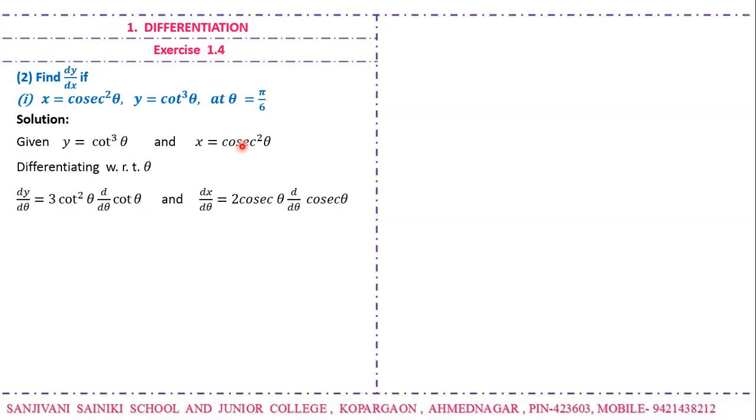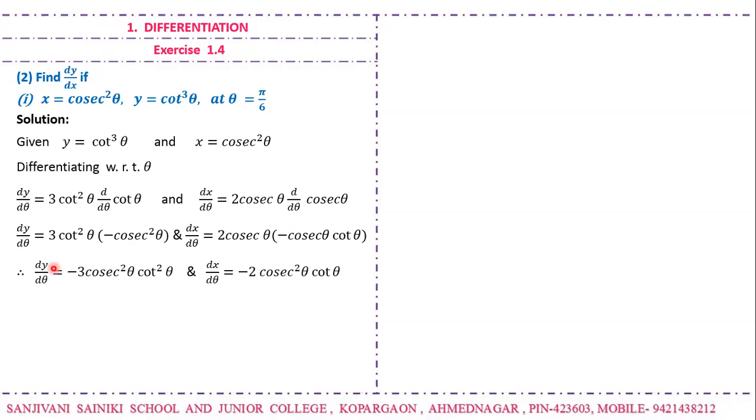Here also you have to use the same formula. F of x raised to n means cosec theta raised to 2. Its derivative is given by 2 times cosec theta raised to 2 minus 1 into d by d theta of cosec theta. Now d by d theta of cot theta is minus cosec square theta and d by d theta of cosec theta is minus cosec theta into cot theta. So after simplification we will get dy by d theta is equal to minus 3 cosec square theta into cot square theta. And dx by d theta is minus 2 cosec square theta into cot theta.